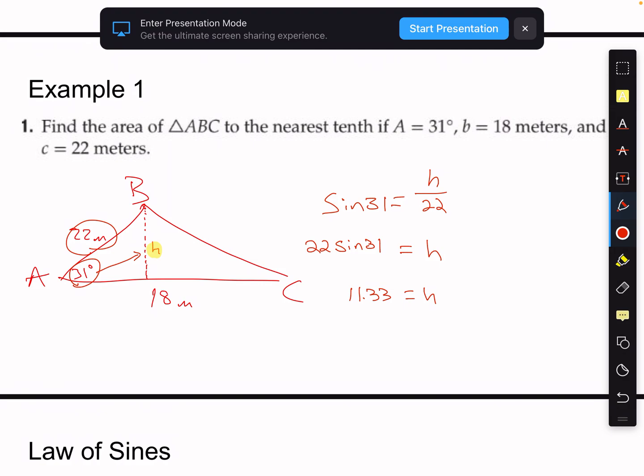Then I would keep that in your calculator, multiply that by the base, which in this case is 18. And so when you do that out, that 11.33 times 18, that's base times height, and you divide it by 2. You should get 203.95-ish or 96-ish divided by 2. I'd keep it in the calculator again. When you divide by 2, you should be getting 101.98, and that would be in meters. So there you go. There's the area for example 1.